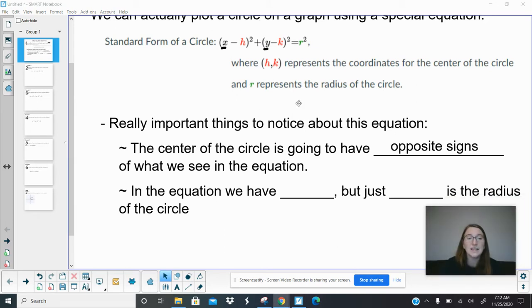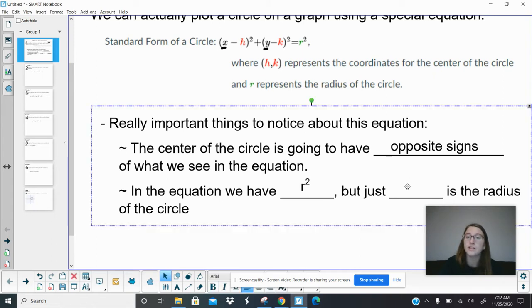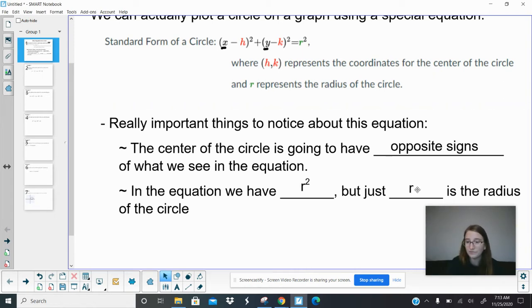As well as that in the equation, we have r squared, but just r by itself is the radius of the circle. So we have to be careful when we're trying to figure out what the radius is. We have the radius squared in the equation, just r is just the radius. But again, like I said, we're going to practice this a bit here.